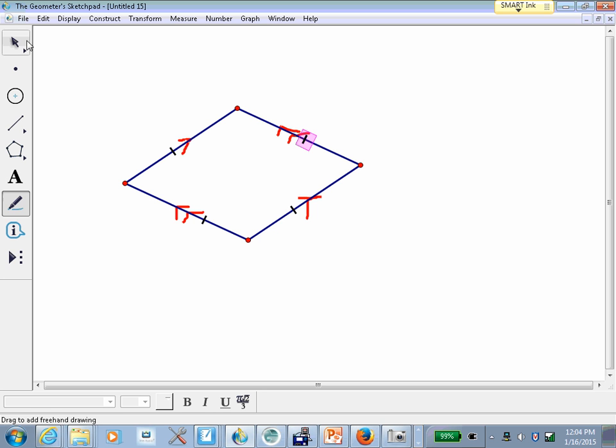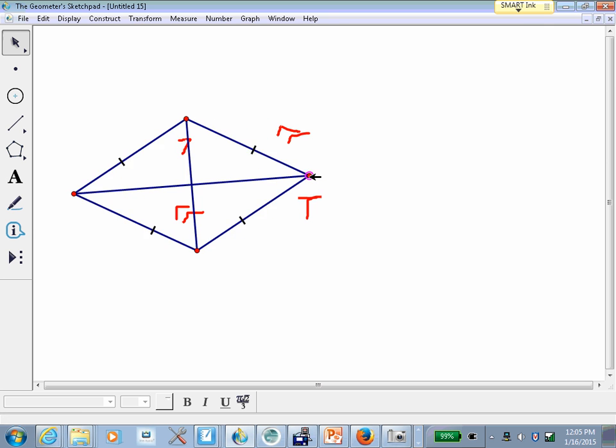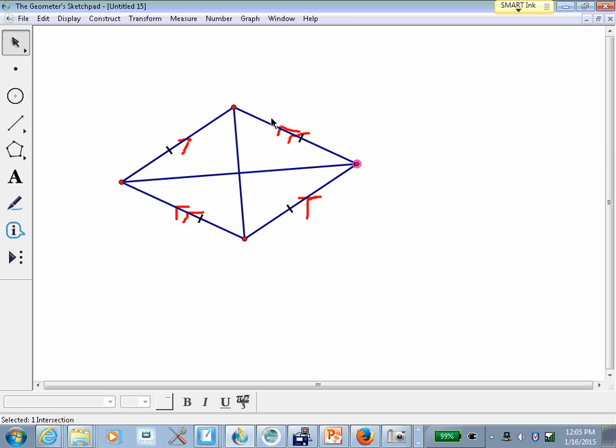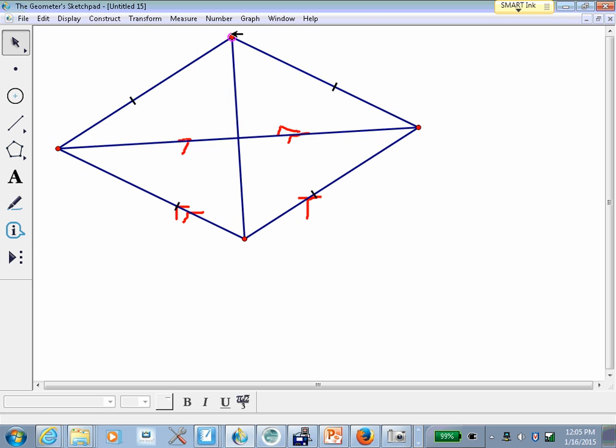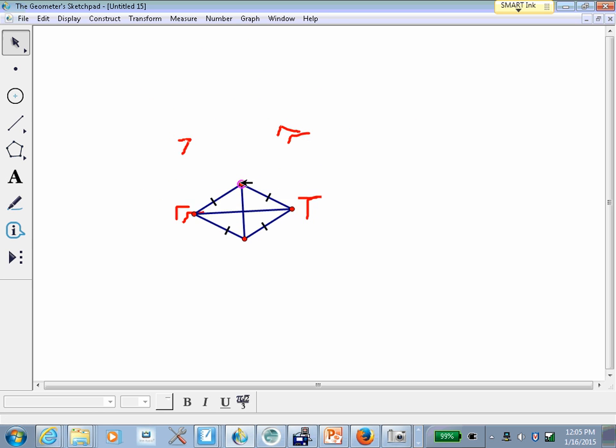Okay, so now we're going to write some conjectures about a rhombus. So the first one has to do with the diagonals. So I am going to construct the diagonals and see what happens. Okay, so there they are, the two diagonals. Let's see what's special about them. I'm going to move it around, change the size a little bit, and see if I notice anything that stays the same or changes.